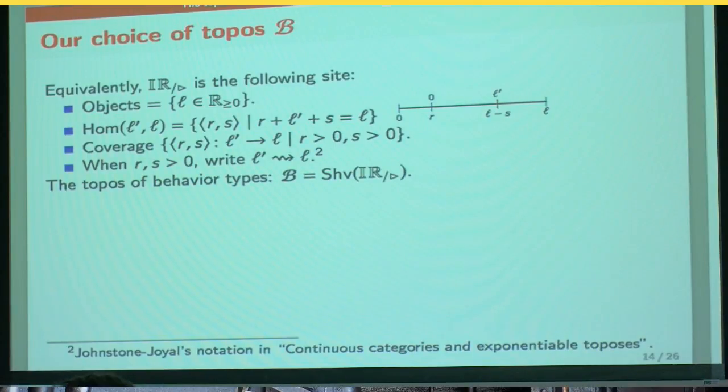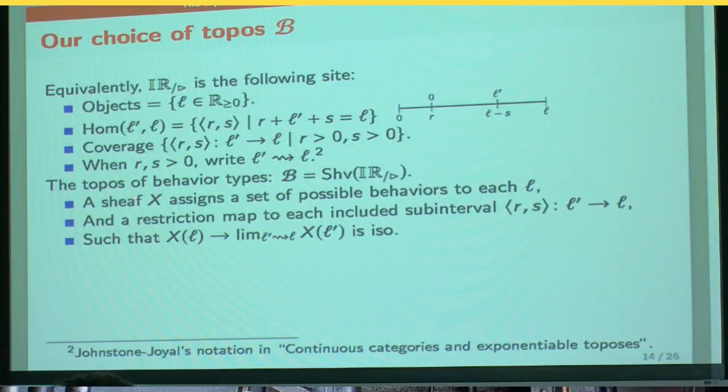So the coverage is that when you look at all the L primes that are, quote unquote, way below L, which people write with the wavy arrow here, which means if you look at things where R and S are allowed to be greater than 0, but they're kind of approaching L, that's a coverage for this thing. That's telling you what kind of colimits you want to become limits in your sheaf, in the category of sheaves.